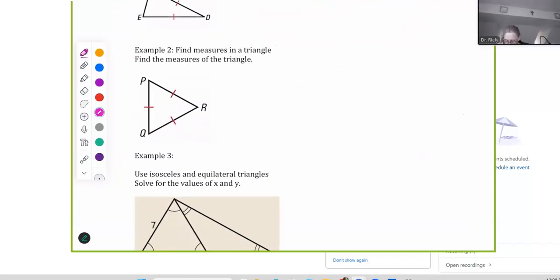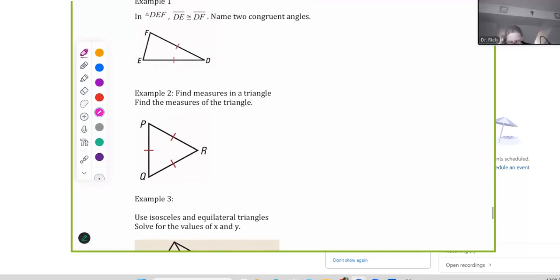Okay, now we're into the examples. So let's see what they have to offer us for examples. So it says triangle DEF, DE is congruent to DF. Okay, so then mark the side that goes with the angle. Okay, that's equal, so that angle, and then this side is opposite this angle. Those two angles are equal. So angle F equals angle E.